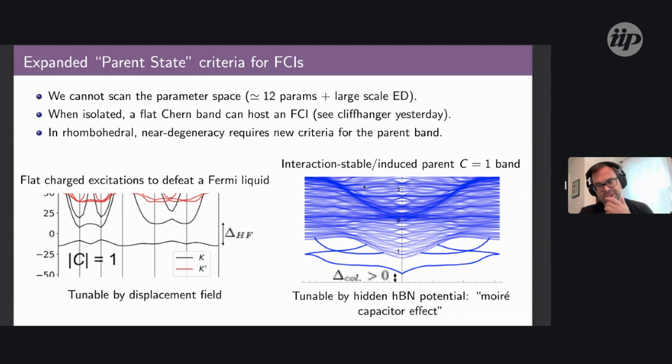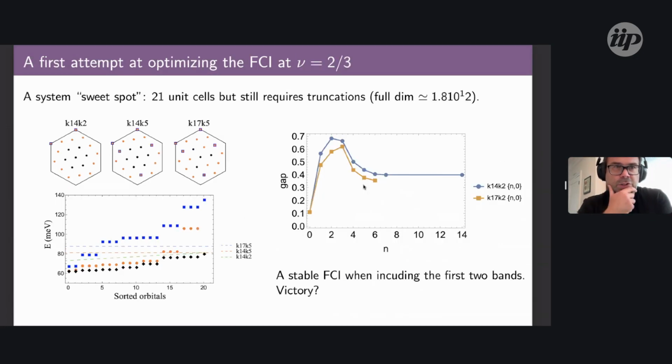And the other part is basically to use time-dependent Hartree-Fock to look at the stability of the Chern 1 band. And one important parameter here that will help to stabilize the Hartree-Fock band is the Moire capacitor effect. So basically what I was mentioning, the fact that the valence band imprints the Moire potential on the conduction band state. So with that, we have found maybe a nice region. So let's give it a try and see if we can stabilize an FCI.